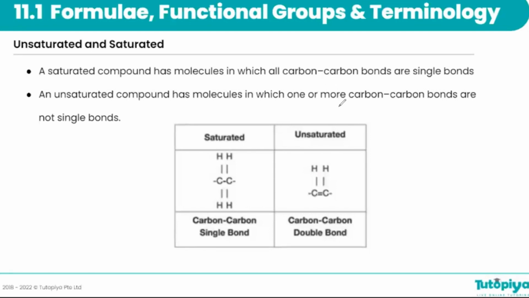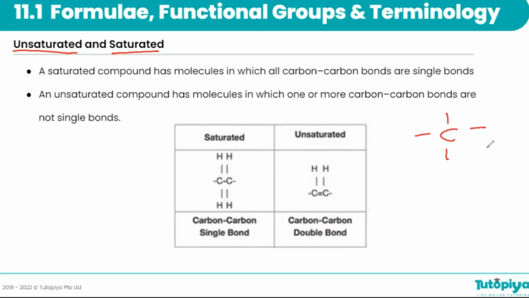Another classification of organic compounds is saturated and unsaturated. At this stage, to differentiate between saturated and unsaturated, we are only looking at the carbon-carbon bonds. You should know by now, carbon can have a maximum of 4 bonds. Why? Because carbon needs exactly 4 electrons to complete the last electron shell.